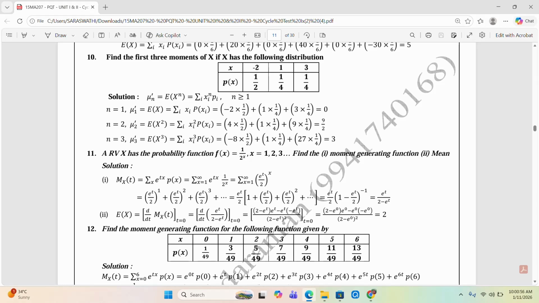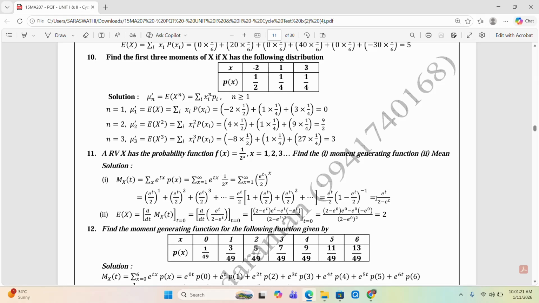Now e power t by 2 into the expansion of 1 plus x plus x square. What is the formula? 1 minus x whole power minus 1. Here x is equal to e power t by 2. So 1 minus e power t by 2 whole power minus 1. Now this is the expansion. Now take the LCM of this: 2 minus e power t by 2 whole power minus 1.